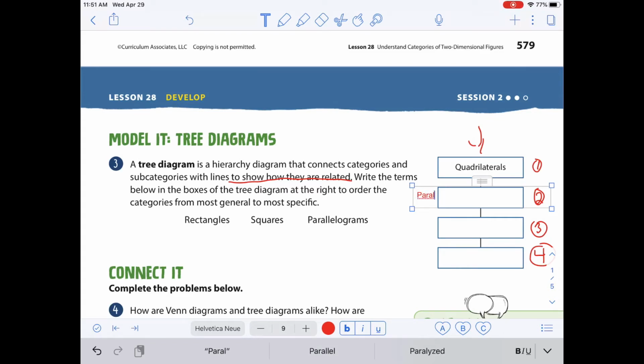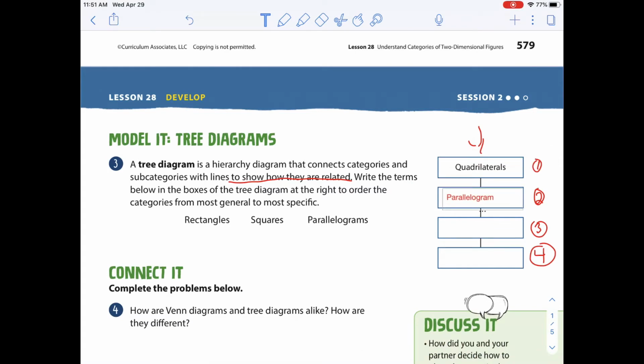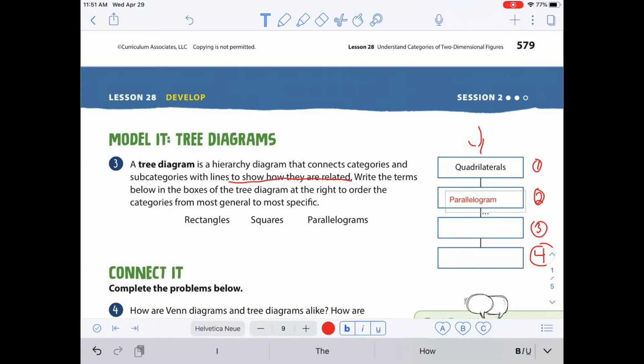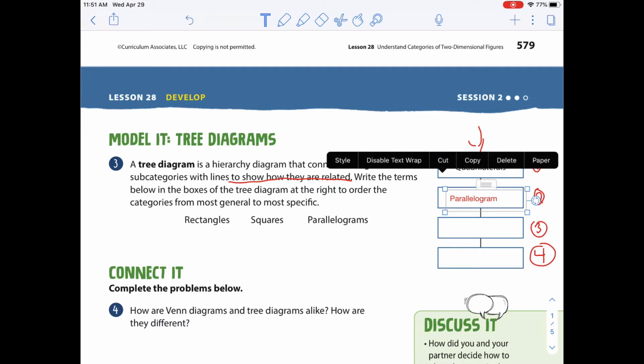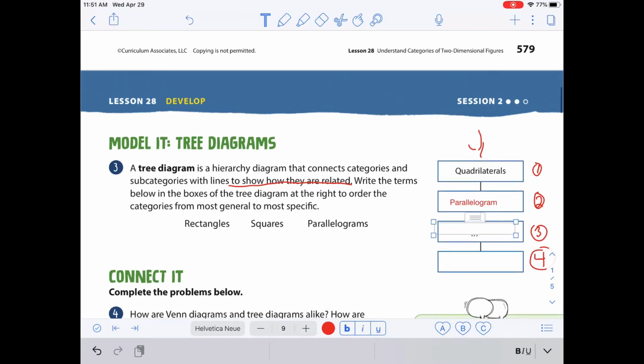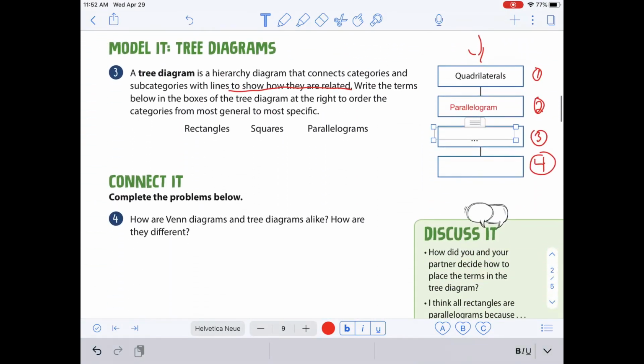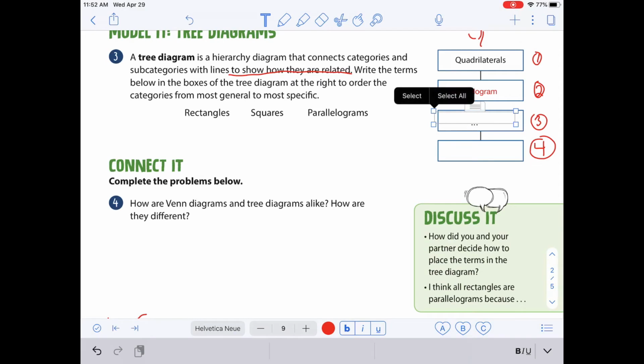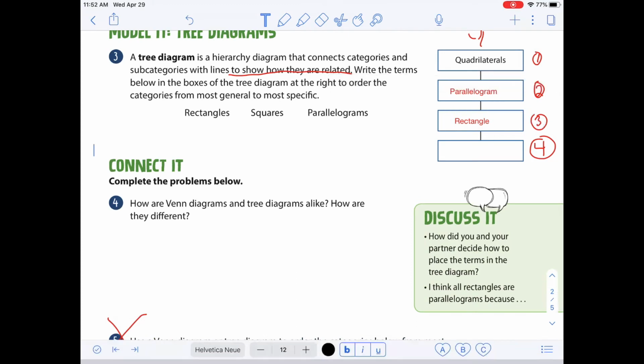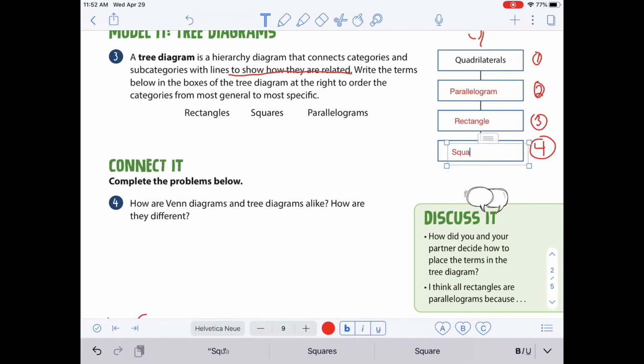I'd like you to write these in as well. Go ahead and shrink this down and move this over. So the first subcategory is going to be a parallelogram. Make sure to write that down, please. Our second category, and again, it's okay to go back and say, okay, it goes parallelogram, rectangle, square. So let's type in rectangle, center that, go and jot that in, and then we have a square.